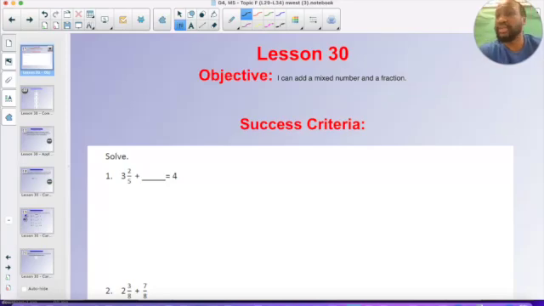Mr. Downs here. We're going on to lesson 30 today. Today, what we're going to do is we're going to be adding a mixed number with a fraction. We're also going to be able to regroup or keep it the same. All right, so let's go ahead and get started with that.